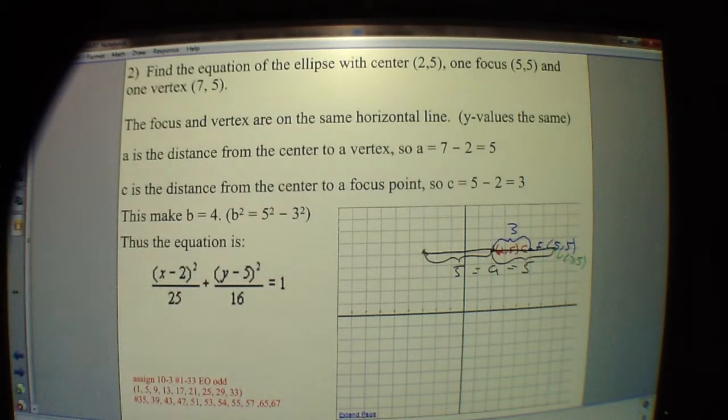Done. The homework for this section is 1 through 33, every other odd, and then also 35, 39, 43, 47, 51, 53, 54, 55, 57, 65, and 67.